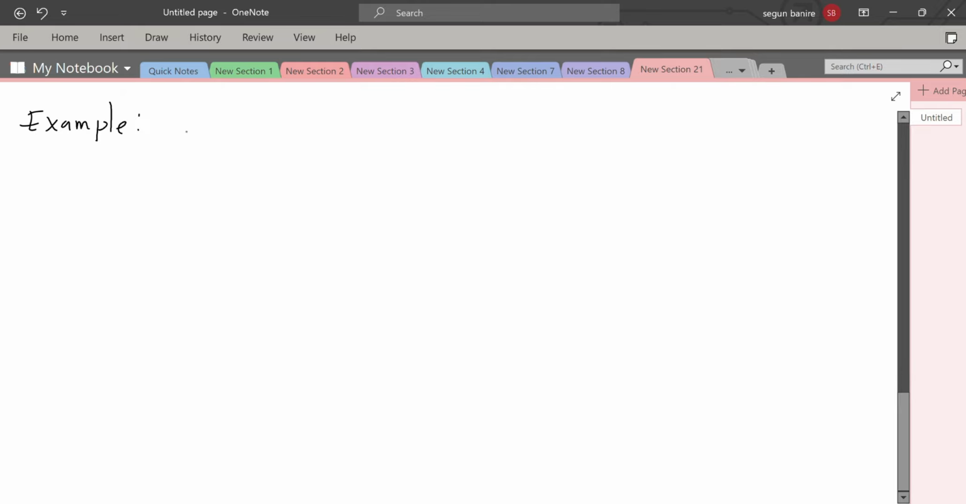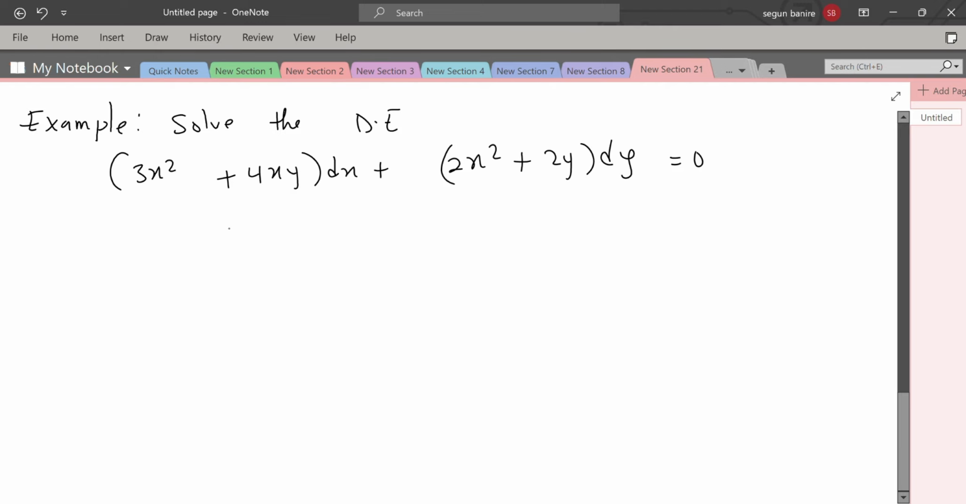So the question says solve the DE. So we have this given equation. Is it exact? We have to check if it is exact. If it is exact, then we solve the exact type of equation. So how do we check if it is exact?